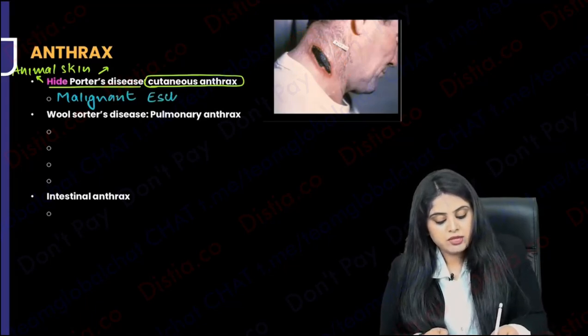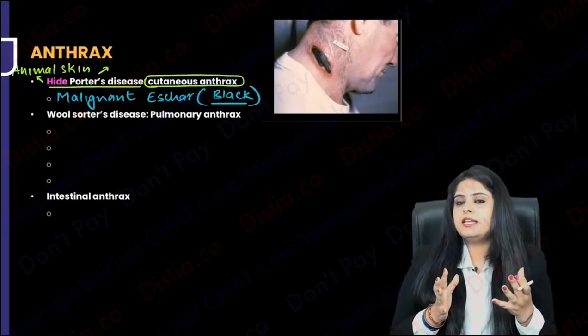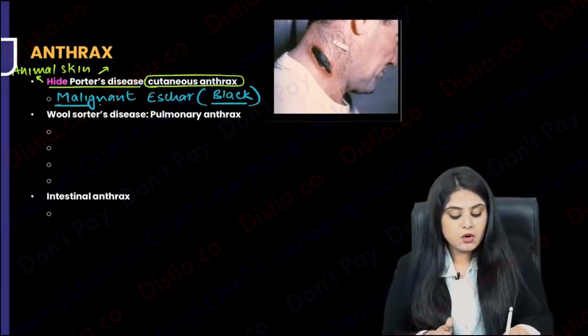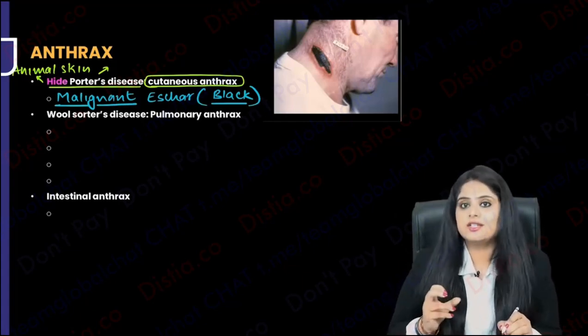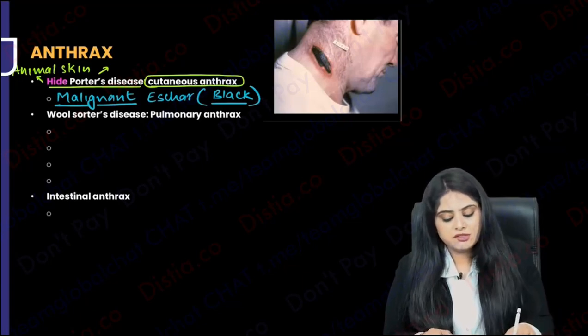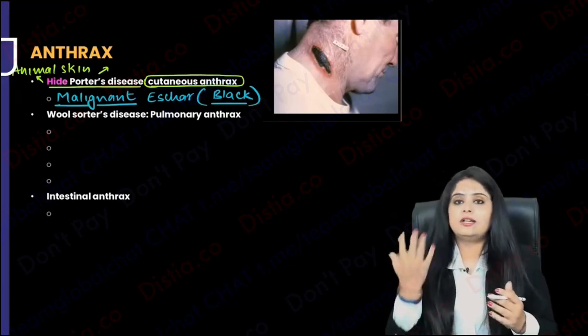First and foremost, look at the color of it. It is very, very black, and that black color looks very scary. That is why we call it malignant. Otherwise, there's no malignancy as such in it, right? But we call it malignant because it is black in color. Okay, this is if the person had skin contact with animals.